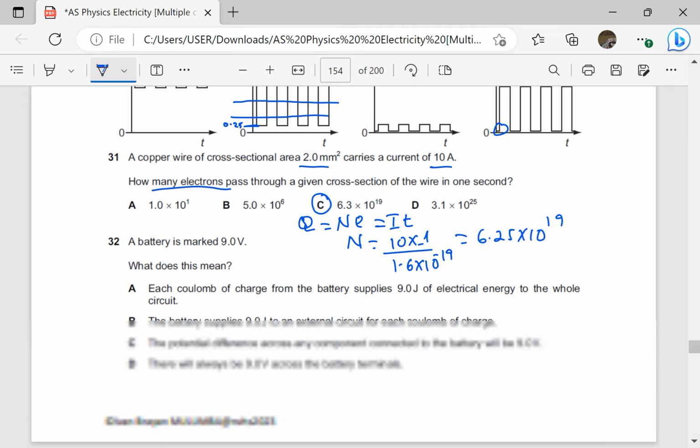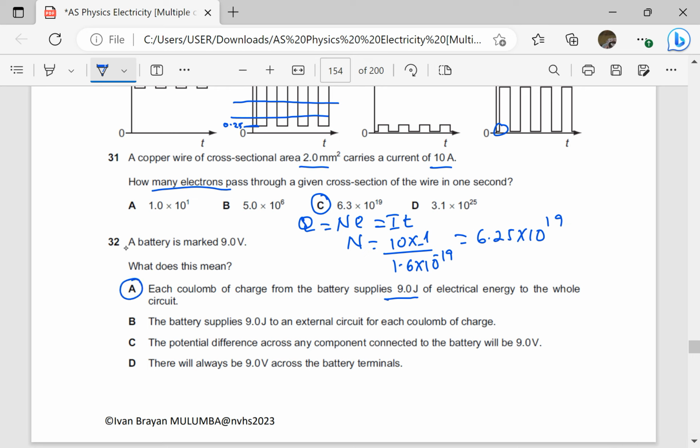The battery is marked 9 volts. What does this mean? Each coulomb of charge from the battery supplies 9 joules of electrical energy to the whole circuit, that is e.m.f. So the answer is A. The battery supplies 9 joules to an external circuit for each coulomb of charge, that would be PD. So that is not true. For a battery, 9 volts is e.m.f, which is the energy supplied by a charge through the whole circuit. If it is PD, it is the work done when a coulomb supplies a given amount of energy from one point to another point.